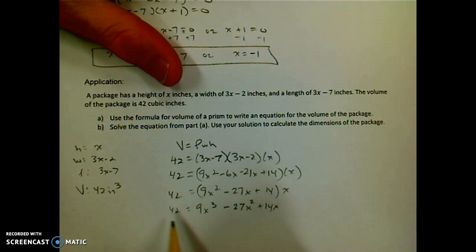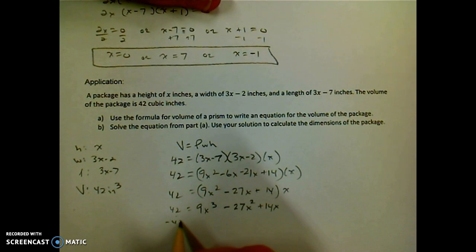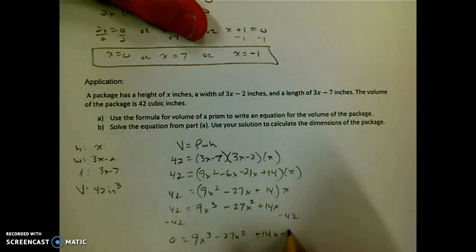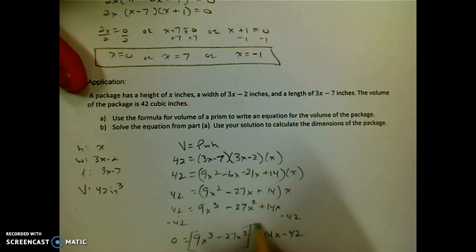All right, last thing, this needs to be equal to 0 before I can use the zero product property. So let's subtract 42 from both sides. 0 equals 9x cubed minus 27x squared plus 14x minus 42. This one we'll factor by grouping. And take out a 9x squared and left with x minus 3.